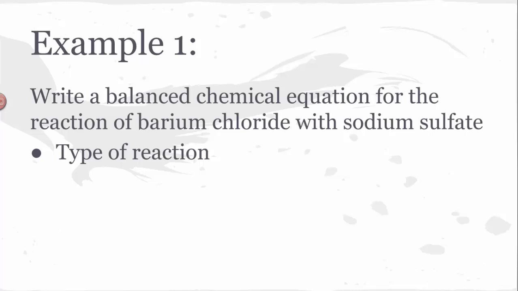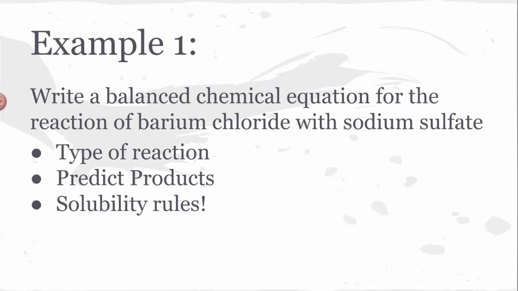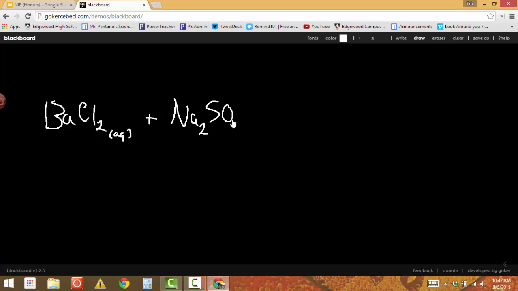So some things to consider: we need to know which type of reaction it's going to be. We need to predict the products based on the type of reaction. And we need to remember our solubility rules so we can figure out if there are any precipitates on the product side of the arrow. So barium chloride is BaCl2, aqueous. And sodium sulfate is Na2SO4, aqueous.